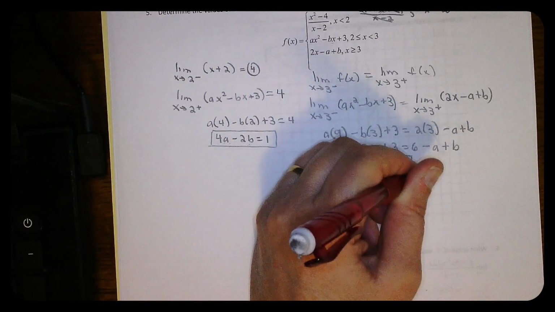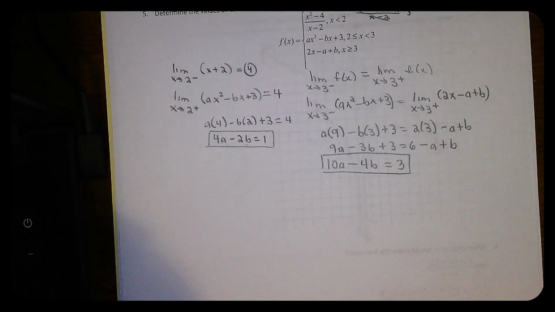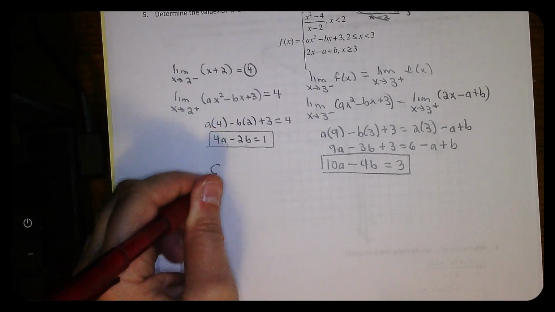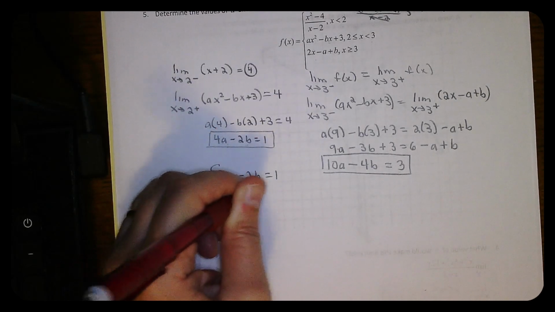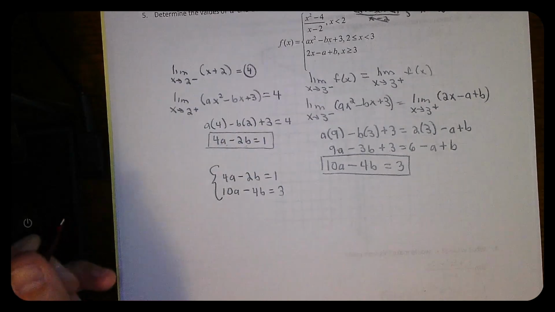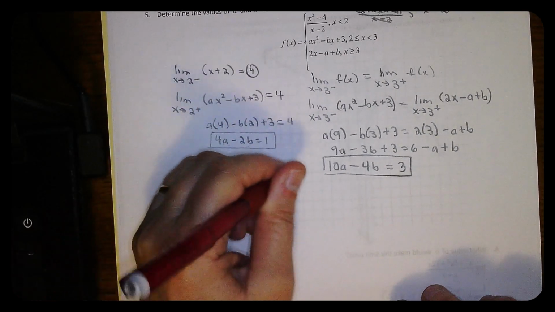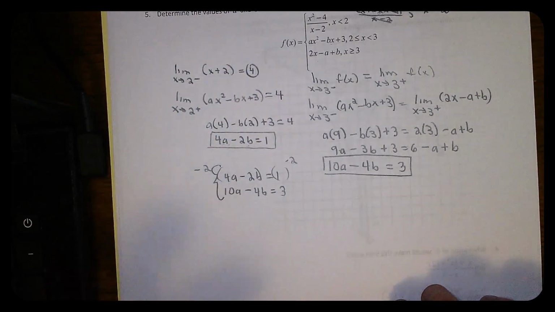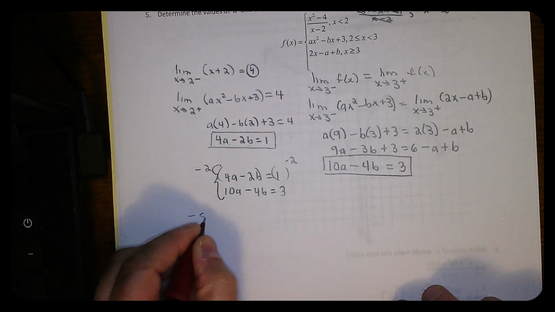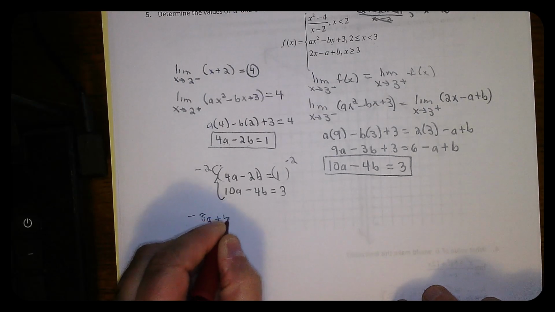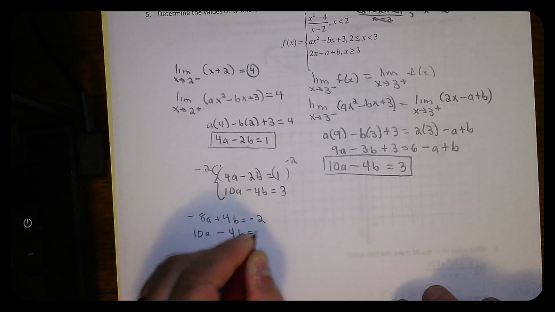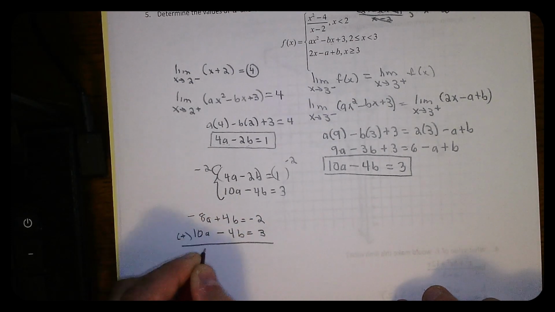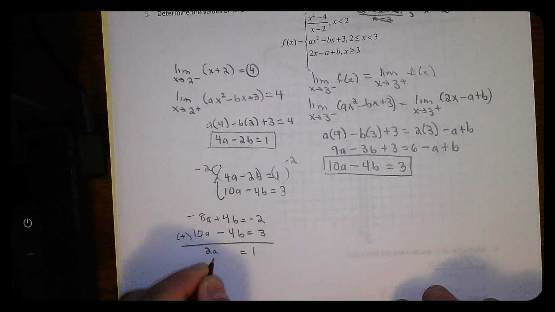And what do I have now? I have a system. So now I can solve this system. I'm going to use elimination. That's my system, and I'm going to multiply the top equation by negative 2, so I like to get opposites. So that gives me negative 8a plus 4b equals negative 2, and 10a minus 4b equals 3. So that gives me 2a equals 1. Solving for a, I divide by 2, and I get a is 1/2.